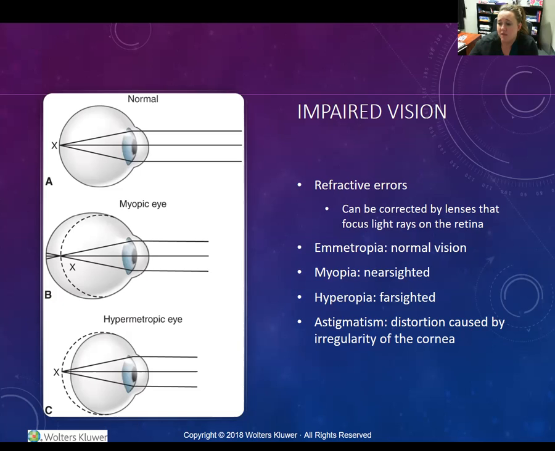With astigmatism, the front surface of the eye or the lens inside the eye is curved differently in one direction than the other. And a common symptom for this is blurry vision from any distance.